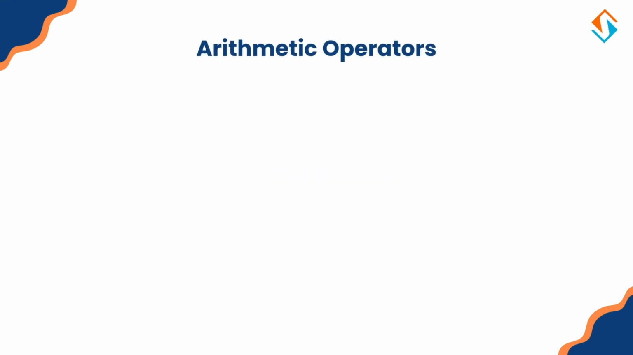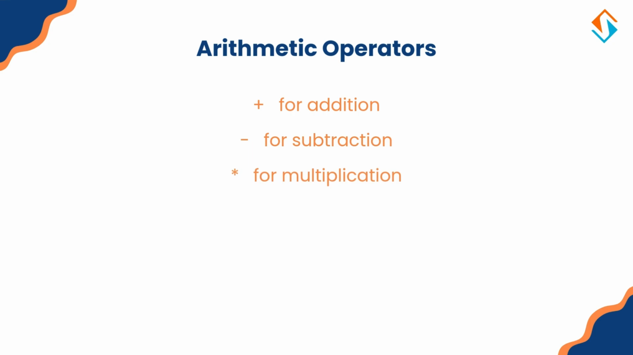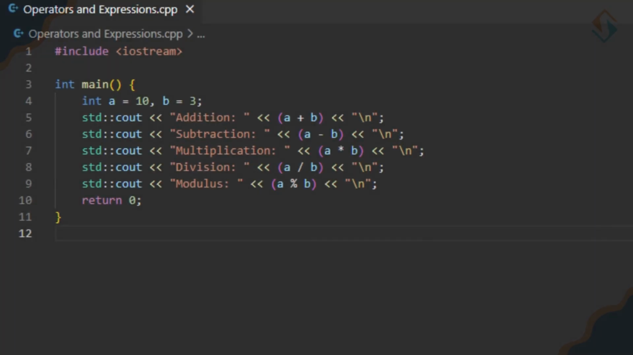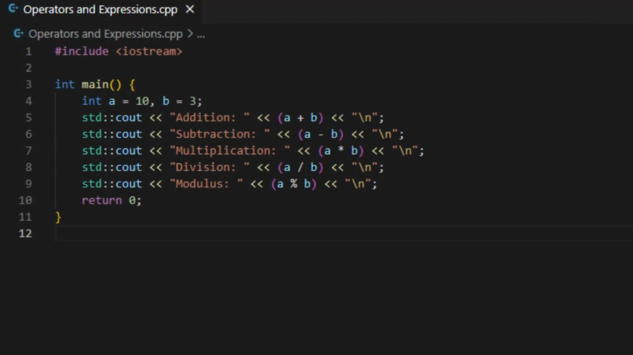First is arithmetic operators. These are the ones you probably already know. Plus for addition, minus for subtraction, multiplication sign for multiplication, divide for division, percent sign for modulus, the remainder of a division. Here's an example. Arithmetic operators are your bread and butter for calculations.